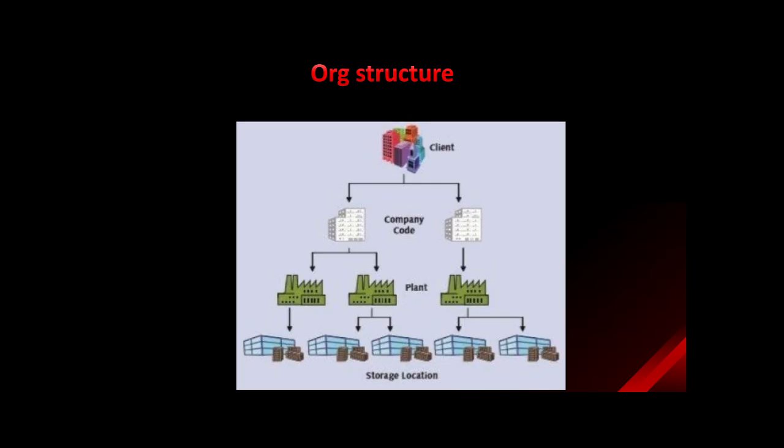So company code. So this is the basic structure. Like client means company. The client has different company codes. Suppose they have two company codes, and in this company code they have these two plants, and in this company code they have only this one plant, and in this plant these are the storage locations.